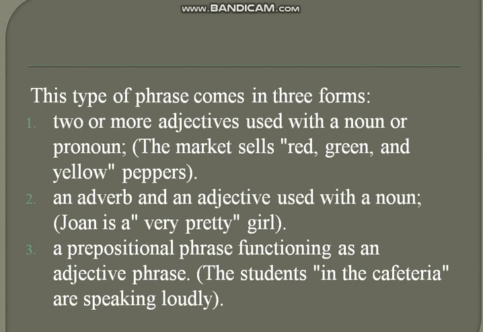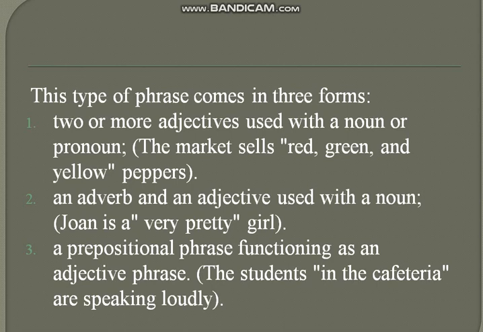This type of phrase comes in three forms. Always remember that adjective phrases come in three forms. First, two or more adjectives used with a noun or pronoun. As you can see, the market sells red, green and yellow peppers. Here red, green and yellow is an adjective phrase. As you know, red is a separate adjective, green is another adjective, and yellow is another adjective. But here these three are combined to form an adjective phrase. So an adjective phrase may consist of two or more adjectives in it.